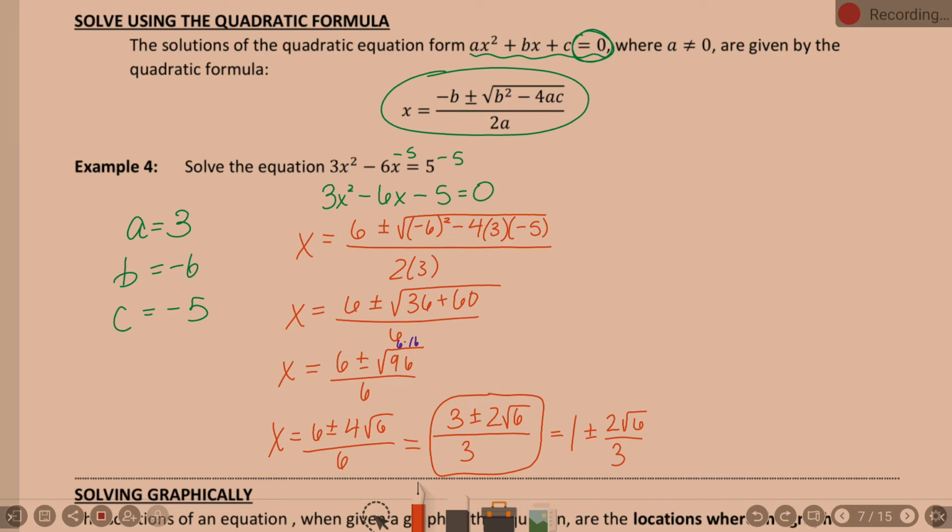This is an answer you can give. I don't think it looks anything better than that answer, though. But if you are determined to cancel those 3's, that's the correct way to do it. Could you plug this into your calculator and get decimals? Yeah. The other option is you could get decimals if you had to. Got it?